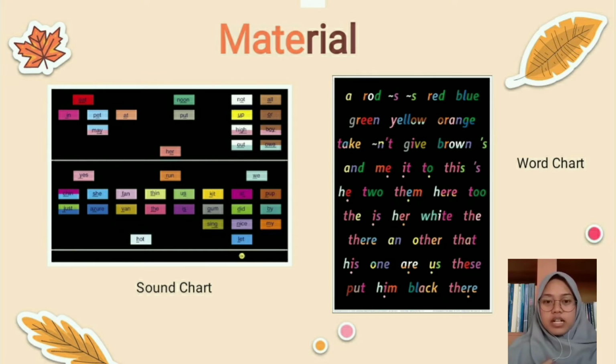The first material of the Silent Way method is the sound chart. The sound color chart consists of blocks of color with one color representing one sound in the language being learned. The second material of the Silent Way method is the word chart. The word chart contains the functional vocabulary of the target language and uses the same color scheme as the sound color chart. Each letter is colored in a way that indicates its pronunciation.